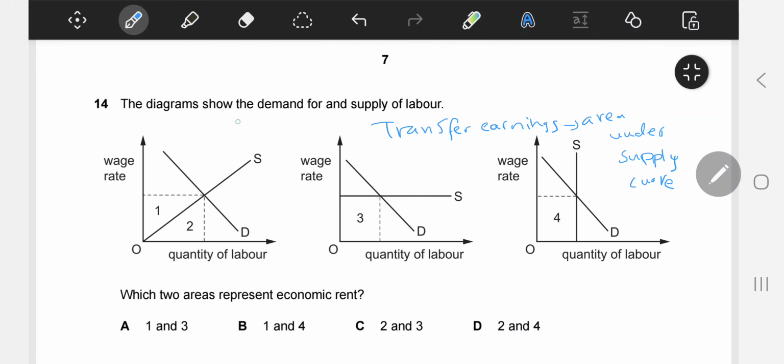And economic rent would be the area above. So this would be economic rent, and probably this would be economic rent. This one and this one are below the supply curve, so this and this will make up transfer earnings, and this will make up economic rent. So for 14, it's going to be B.